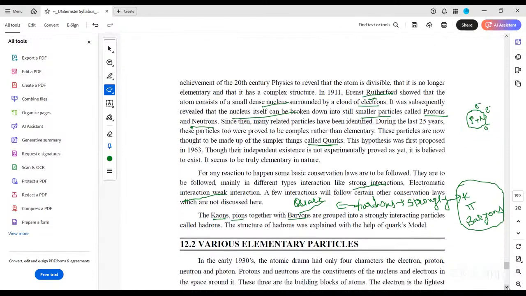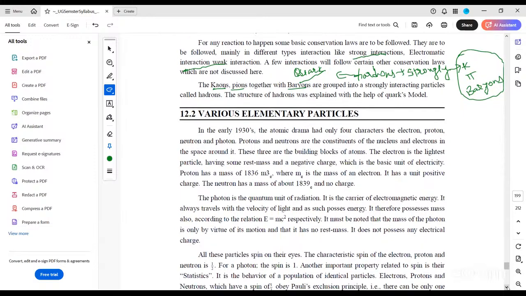Next we will see what are the various elementary particles we have. The next topic is various elementary particles. The basic particles are electron, proton, neutron, and photon. These are the basic particles. The protons and neutrons are inside the nucleus, whereas the electron is outside the nucleus.